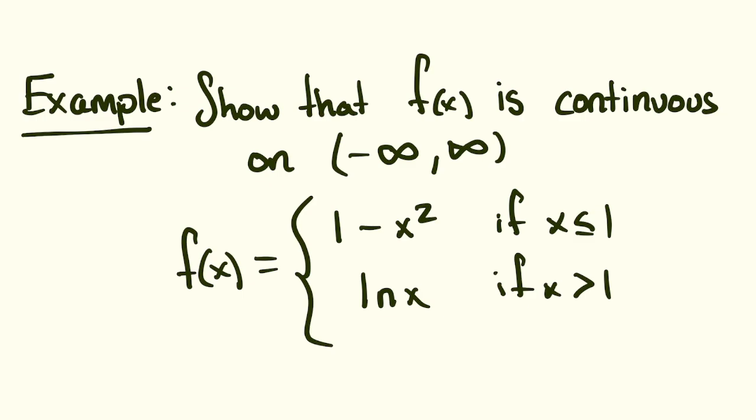In this problem, we are showing that our function is continuous on the interval from -infinity to infinity. So we'll notice that our function is two parts. It has a part that's a polynomial, 1 minus x squared, if x is less than or equal to 1. And the second part, natural log of x, if x is bigger than 1.